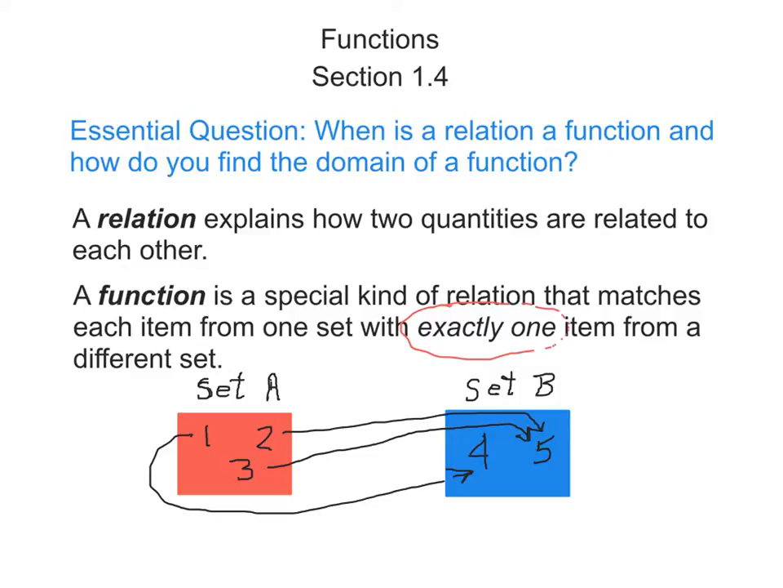Now, to better understand this, set A is going to be referred to as the domain, while set B is going to be referred to as the range. So now we can change our definition to say that a function is a special kind of relation that matches each item from the domain with exactly one item from the range.